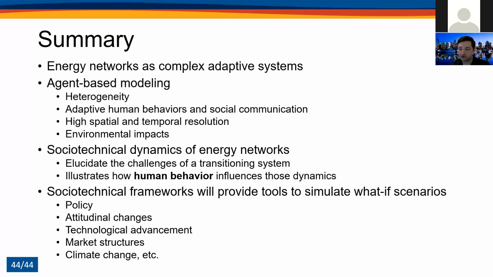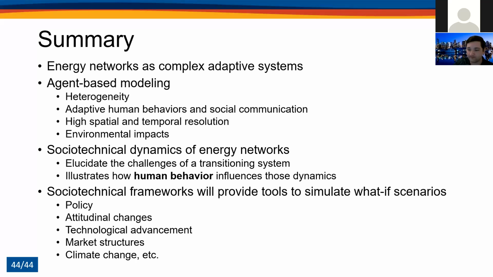When we look at the evolution of energy systems, which is inevitable, we always look at it as a point A to point B type of transition. It's not. It's point A to point Z. There's many checkpoints in between, and socio-technical modeling can allow us to unpack and see what happens to infrastructure and human systems as we go through those many, many checkpoints in between. And using socio-technical systems, we can illustrate how human behavior influences those dynamics.